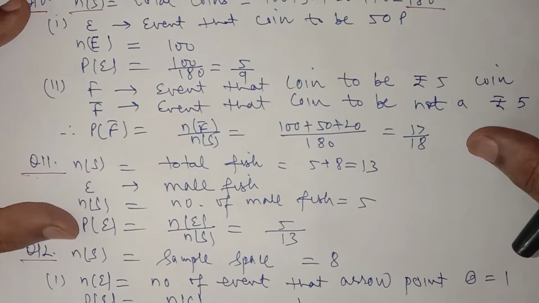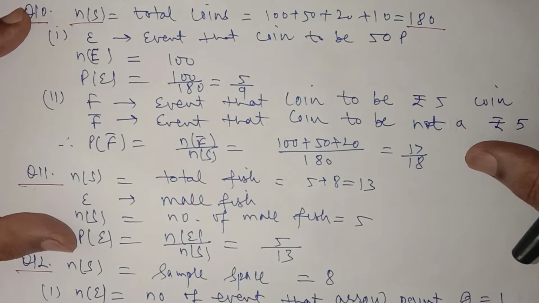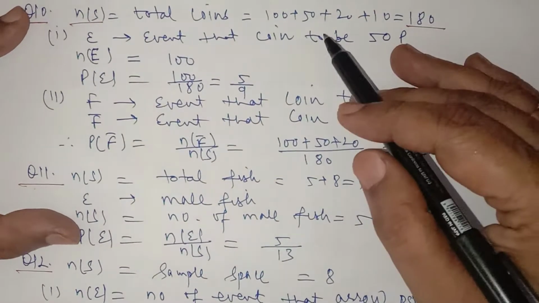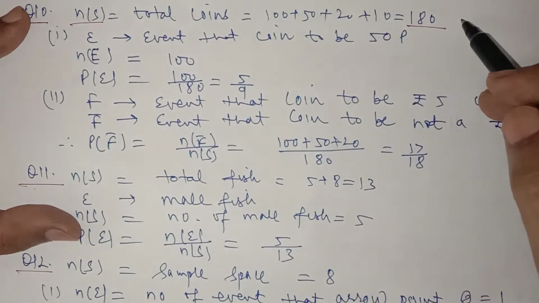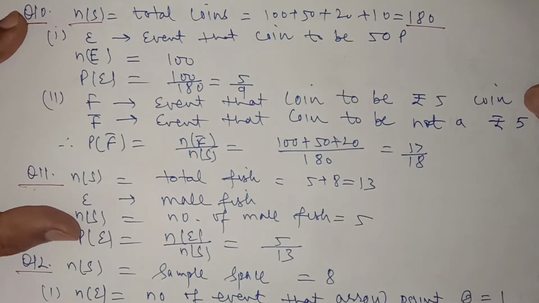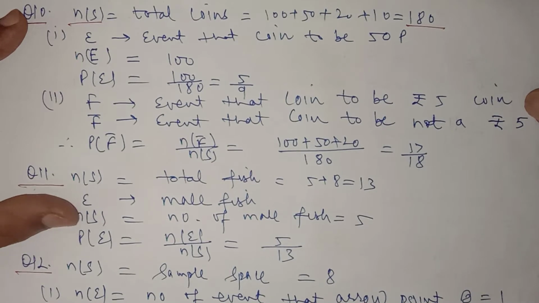First of all, you count the total number of coins there. The total number of coins is 100 plus 50 plus 20 plus 10, which is equal to 180. 180 coins are there. You count the different coins: 1 rupee coin, 2 rupee coin, 5 rupee coins, 50 paise coins. Now in the first part, you have to find the probability of getting a 50 paise coin.